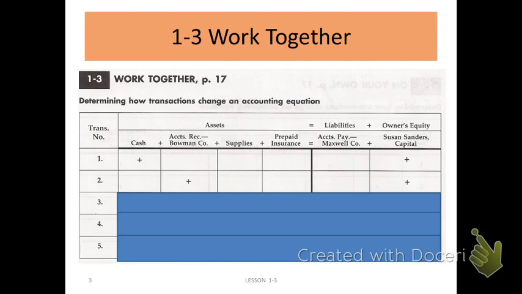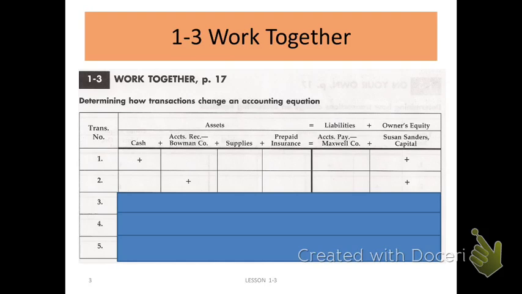Transaction 3 says that we paid cash for a telephone bill. Okay, a telephone bill is a form of an expense. So paying cash, that is a decrease to cash. We paid it because of a telephone bill, which is an expense. Expenses, as I mentioned earlier in the video, only decrease owner's equity.